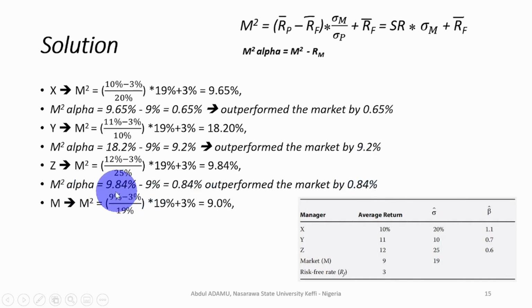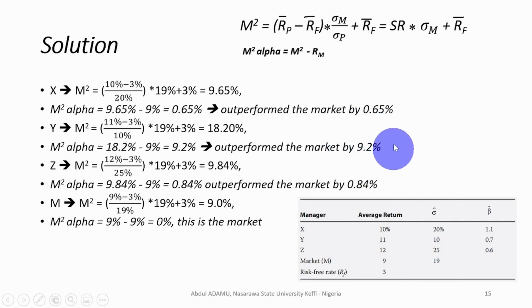For the market, the value is 9%. The MSquare alpha is the same as that of the market, since we are subtracting it from the market return. So we can see that all the portfolios outperformed the market. If you are ranking them, the one with the highest MSquare alpha is portfolio Y, with an MSquare alpha of 9.2%.